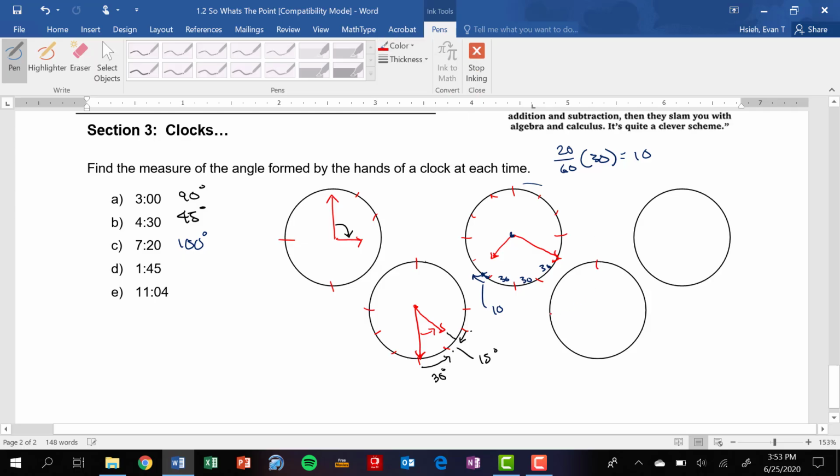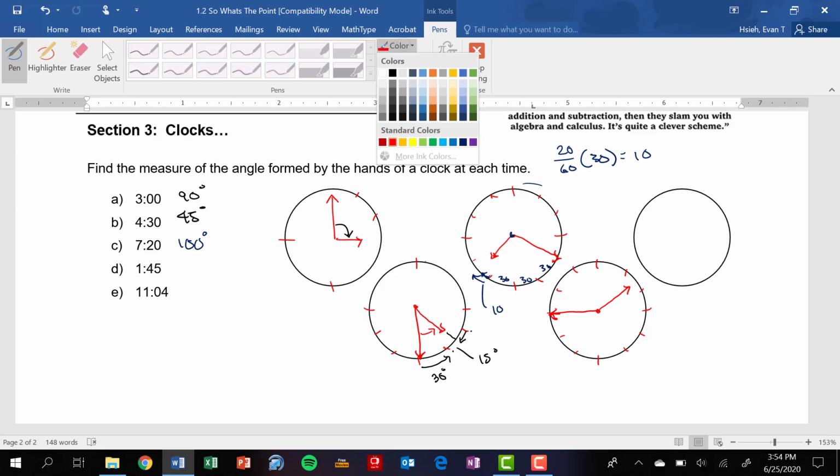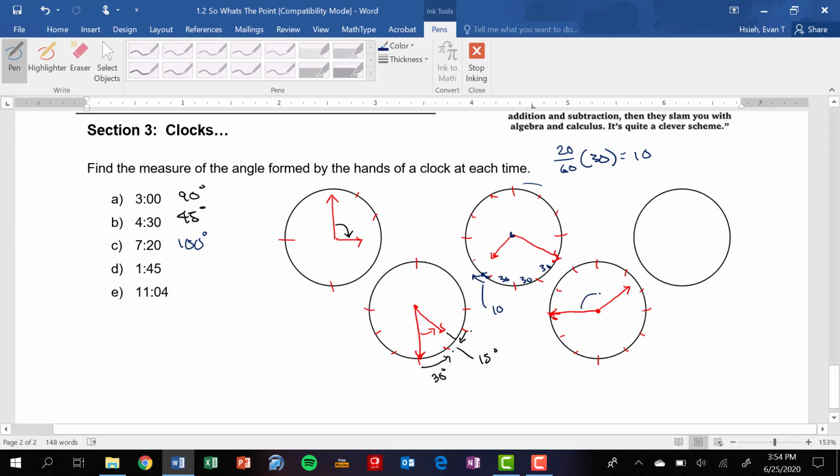All right, 1:45. Let's try 1:45. So it's going to be past the 1. It's going to be somewhere in the middle there, the little hand. 45 is going to be the big hand. And so I know that this is the angle I'm looking for, right there. So I know that it's going to be 30, 60, 90, 120. I know it's got to be at least 120, plus this fraction of the way around the circle.